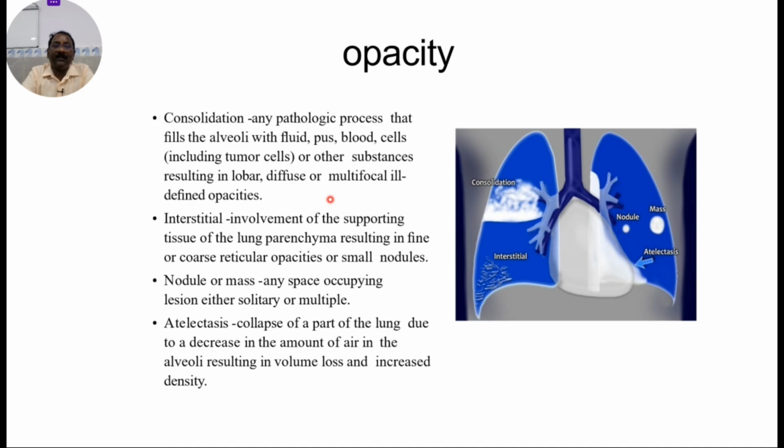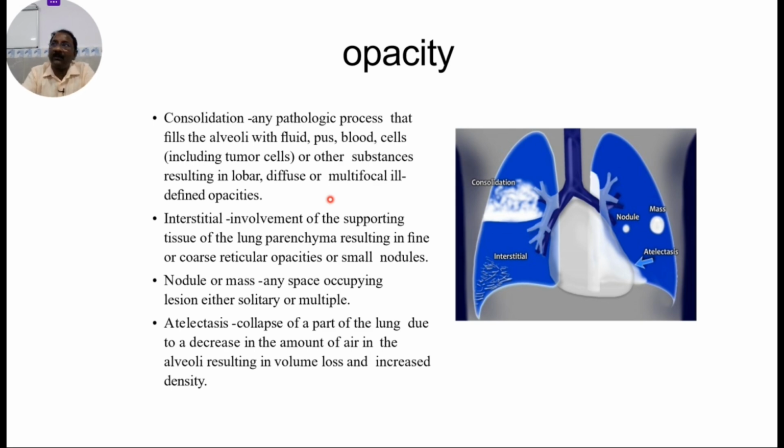Any pathological process that fills the alveoli with fluid, pus, blood, cells, including tumor cells, or other substances, resulting in lobar, diffuse or multifocal ill-defined opacities. Depending on the size of these opacities, you can consider them as full consolidation or total lung or partial lung, etc. Interstitial, involvement of the supporting tissue of the lung parenchyma resulting in fine or coarse reticular opacity or small nodules. So we discussed this interstitial involvement when we dealt with ILD, interstitial lung disease.